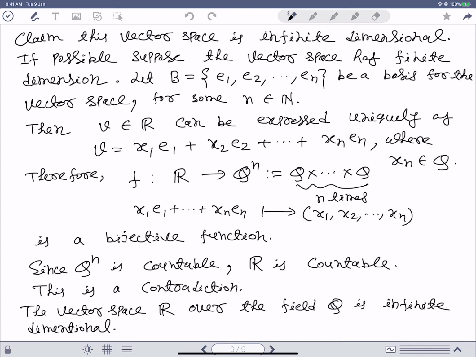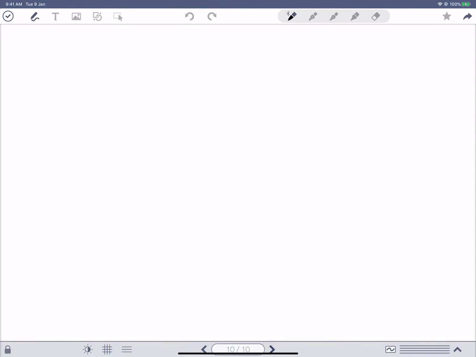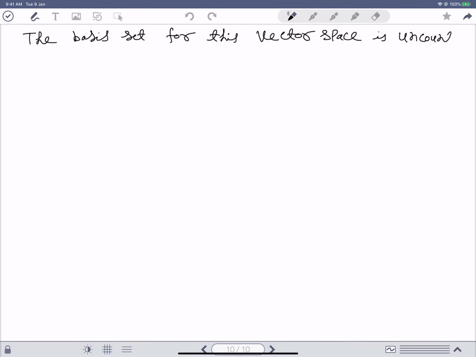Now the next question is, what kind of infinite is the set? Is it countable or uncountable? Next, I prove that the basis set for this vector space is uncountable. Again, the proof is similar to this one only.